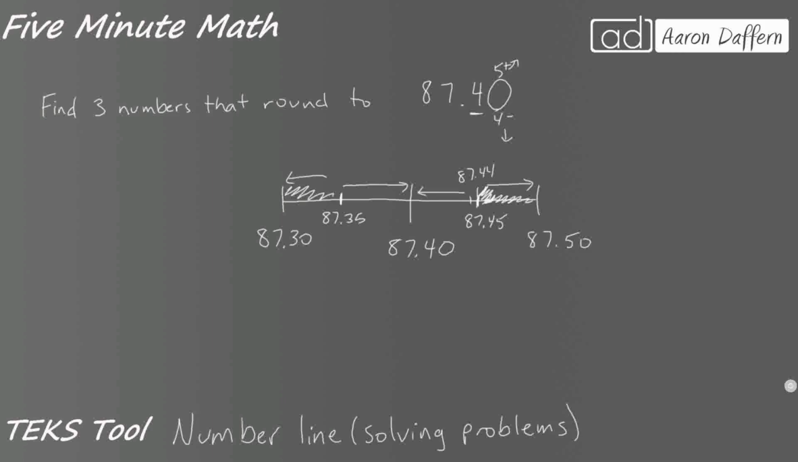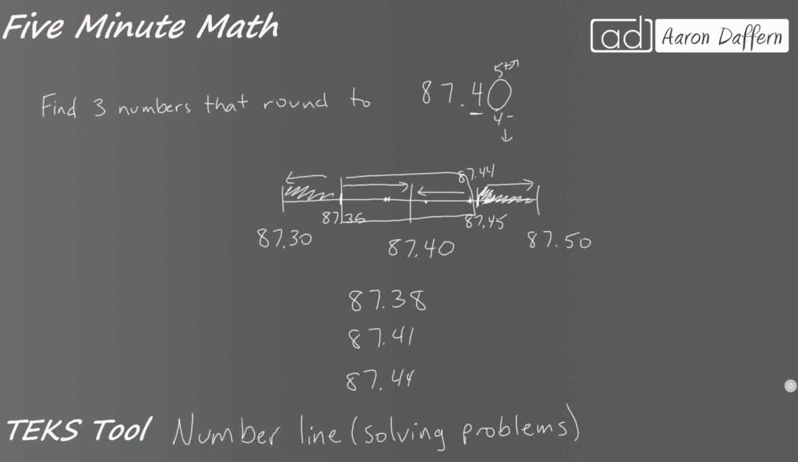So once we have that, any number in between there is going to work, right? So we could say 87.38 right there, 87.41 right here. We can say 87.44. Let's go ahead and say that right there. Any of those numbers, anything in between right here and around, we can use that number line to visualize it.